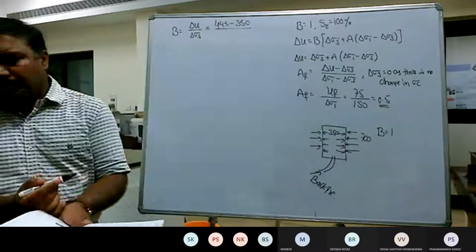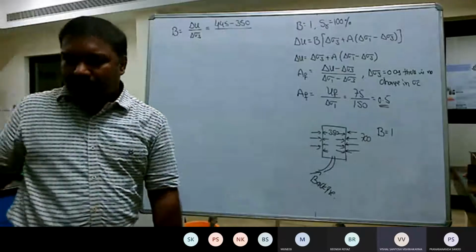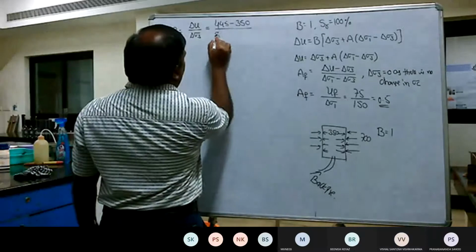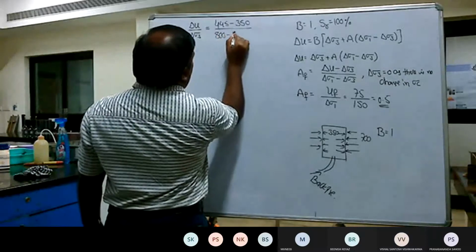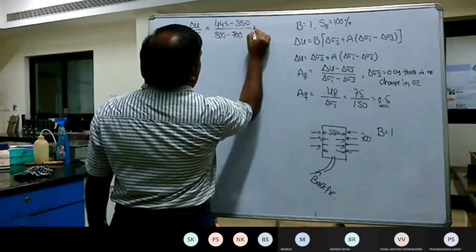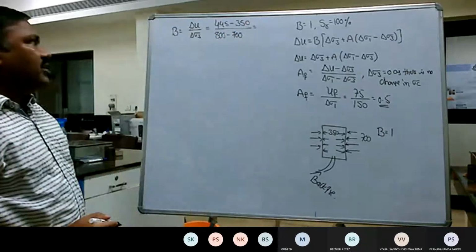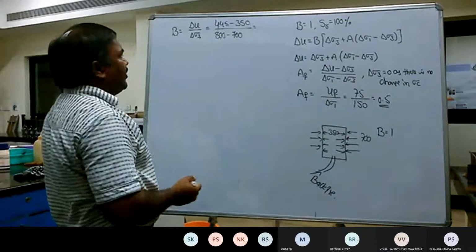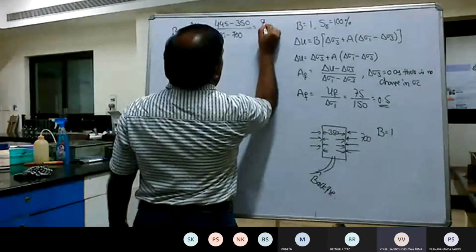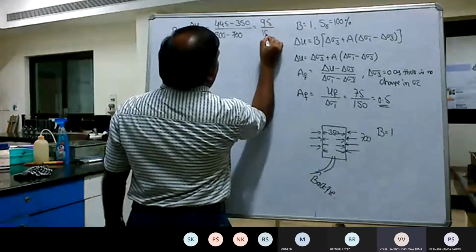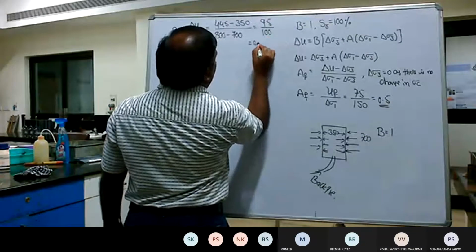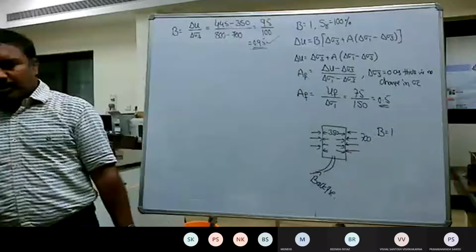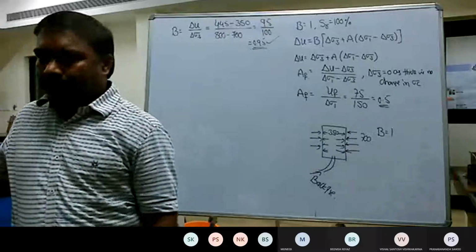What was the change in cell pressure? 100 kilopascal, from initial 700 to final 800. So this is 45 plus 50, 95 by 100, which is 0.95. So now we can ensure that the sample is fully saturated, since B is more than 0.9.